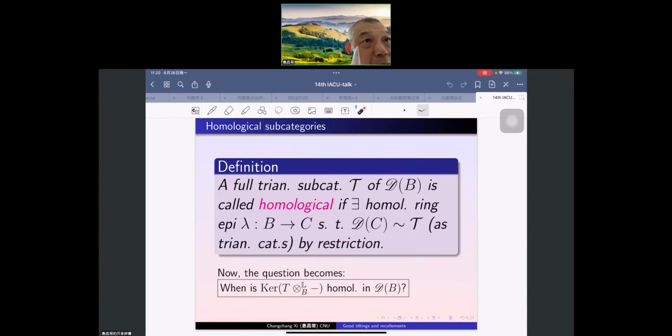So before we give the answer, it's convenient to introduce a notion. We say a full triangulated subcategory of the derived category of B is homological if we can find a homological ring epimorphism from B to C, such that this subcategory and the derived category of C are equivalent as triangulated categories via the restriction functor induced by this λ. In terms of this notion, our main question is: when is the kernel of this tensor functor homological in the derived category of B?